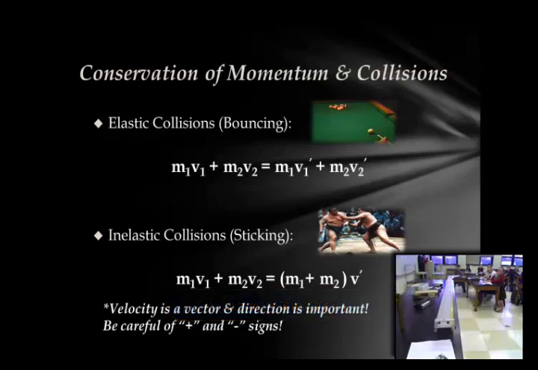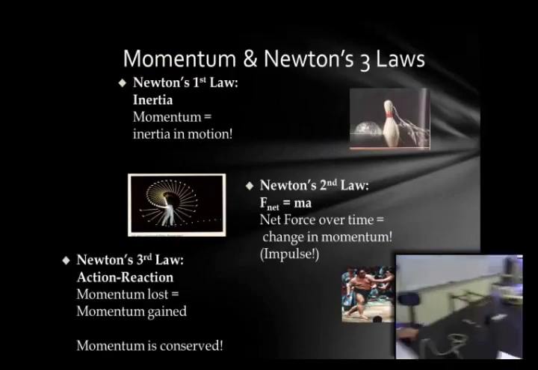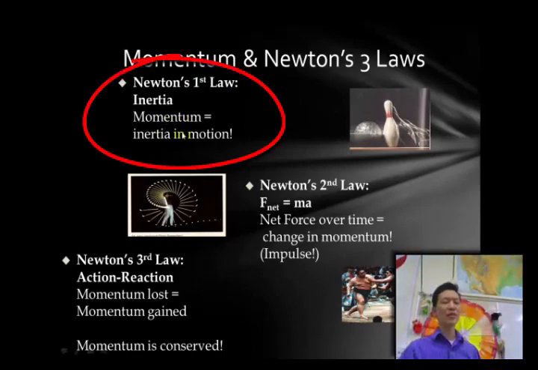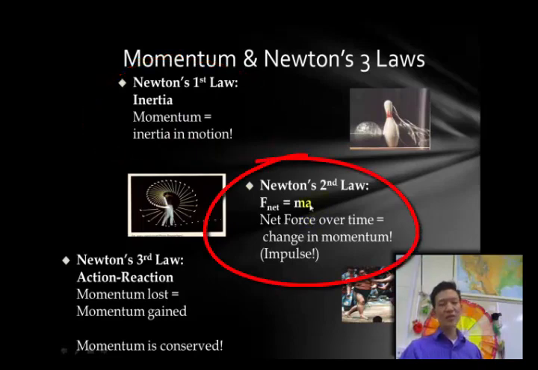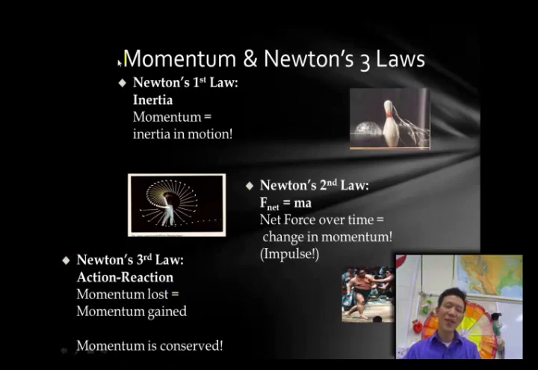In the end, by applying the big idea of momentum and conservation in terms of collisions, we can tie together all 3 of Newton's laws. Newton's first law is the basic definition of momentum. It's inertia in motion: p equals mv. Newton's second law, net force equals mass times acceleration, gives you the impulse equation, Ft equals m delta v. And finally, Newton's third law, the law of action-reaction, gives us the conservation of momentum equation. So the big idea is momentum ties in all 3 of Newton's laws, and conceptually, we apply this all the time in real life, whether it's in sporting events or looking at collisions and such.